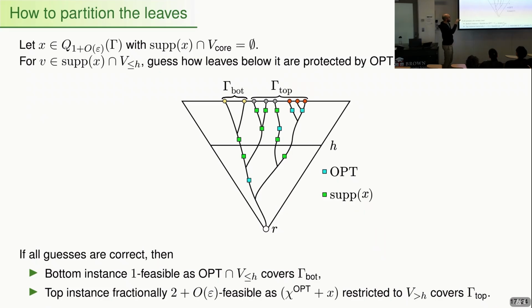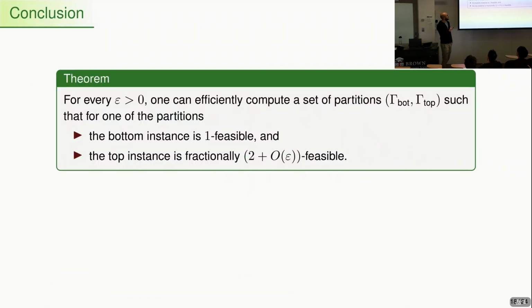And for the remaining vertices, we can find a good fractional solution which has support only on the top levels, because we just take the incidence vector of the OPT vertices on the top levels and our fractional solution on the top levels. This covers the gray vertices and the red vertices. But we need to sum these both, which is then a fractional, roughly 2-feasible solution. And this just summarizes it.